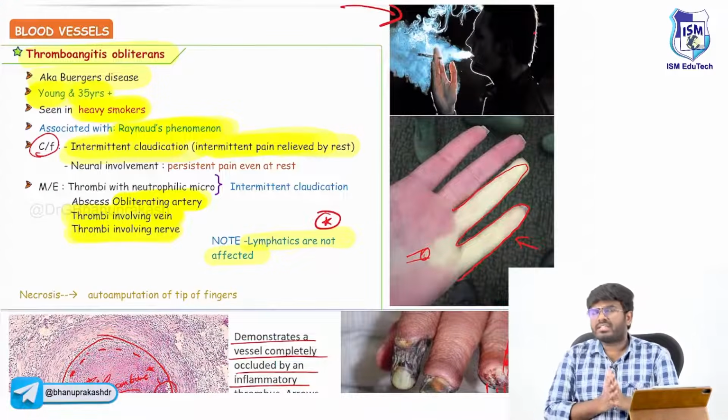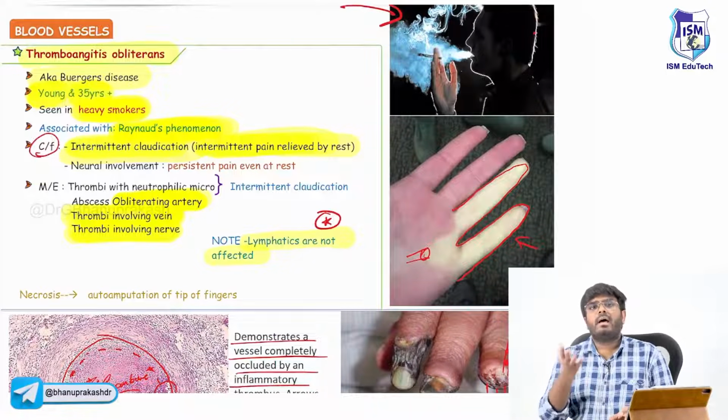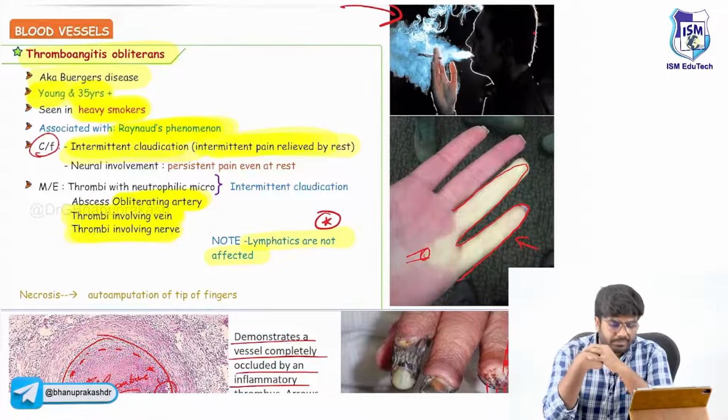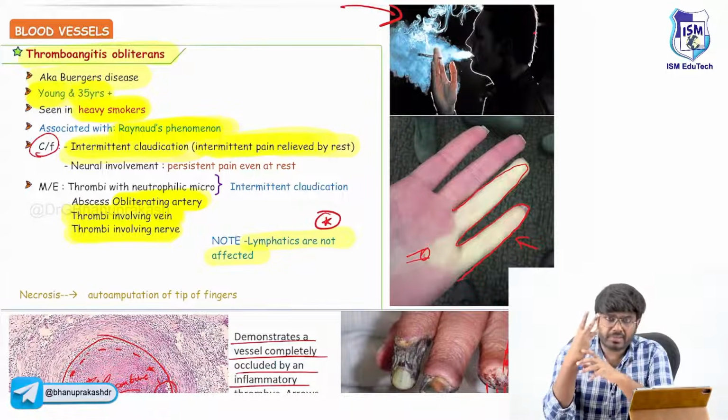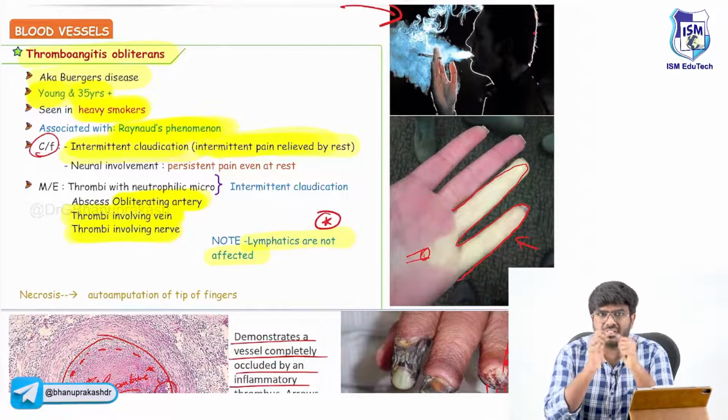Is that okay? Now shall we have a recap? Just a recap of important topics. Now just close your eyes. Tell me, how many types of vasculitis are there? Three types of vasculitis are there. What are they? Large vessel, medium vessel and small vessel vasculitis.